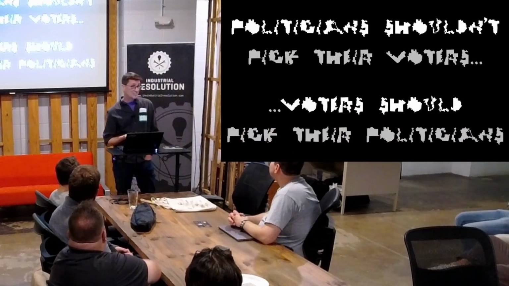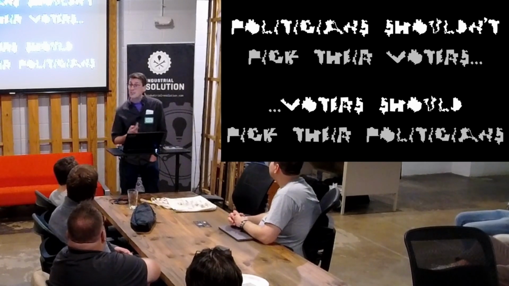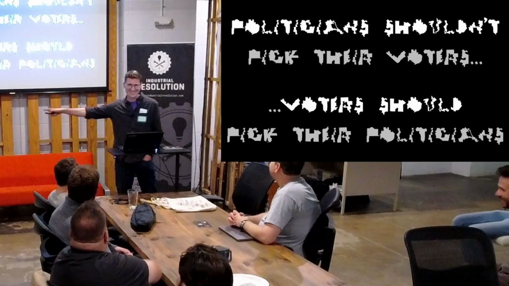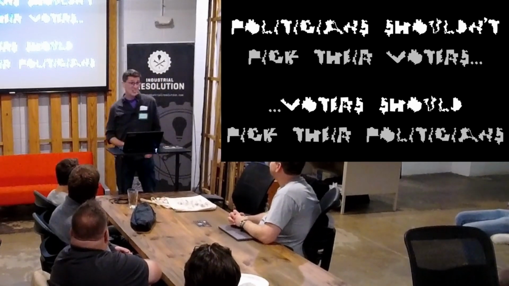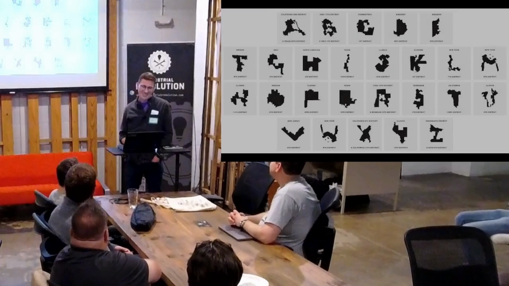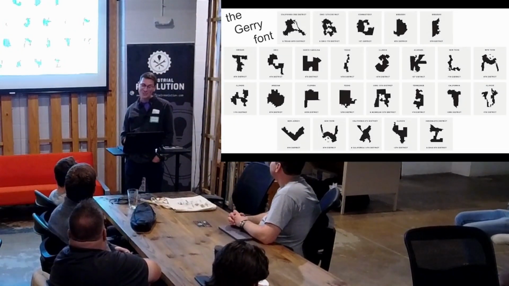Now, the slide's a little hard to read because of the font I chose. The font is called Jerry. And it is made entirely of gerrymandered US congressional districts.